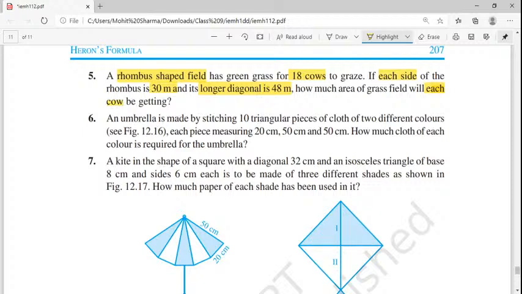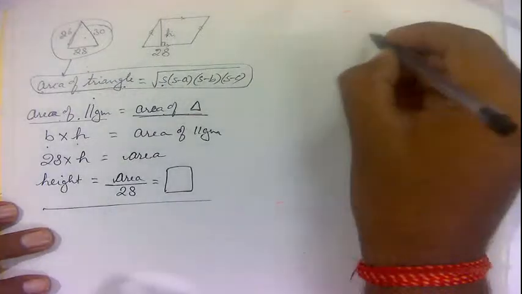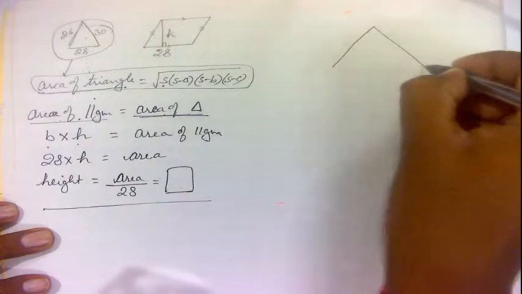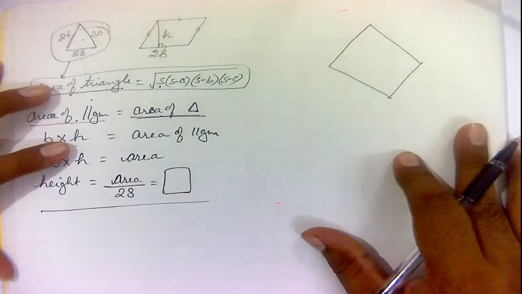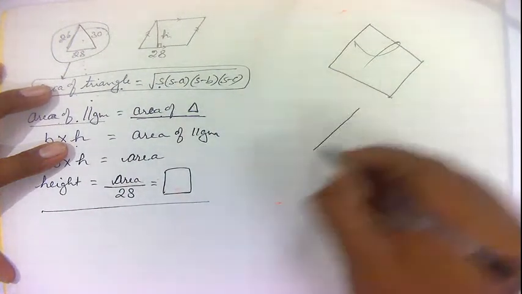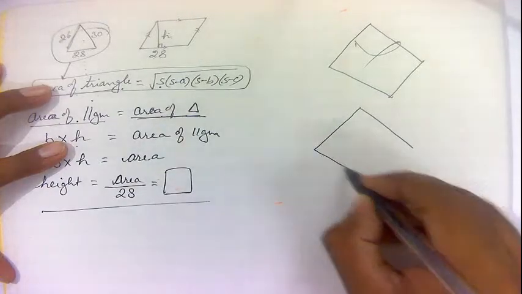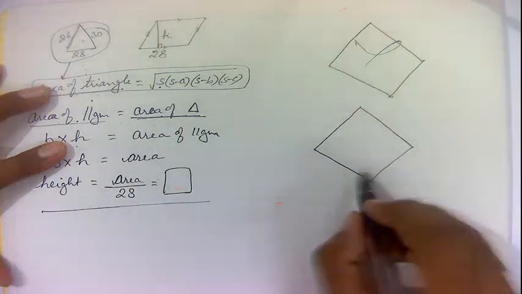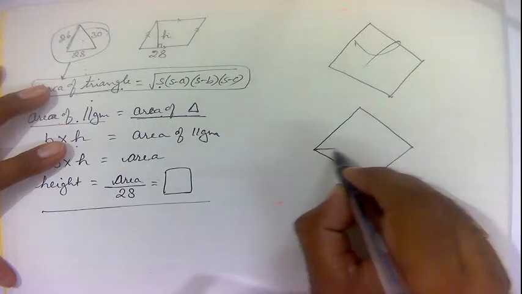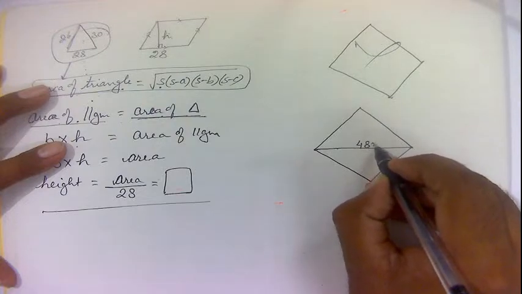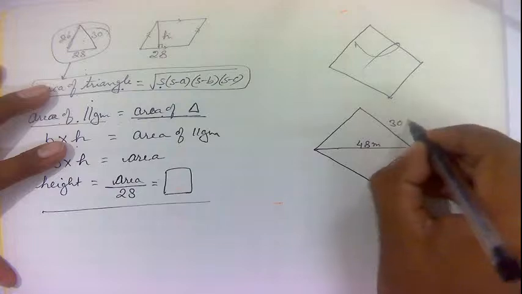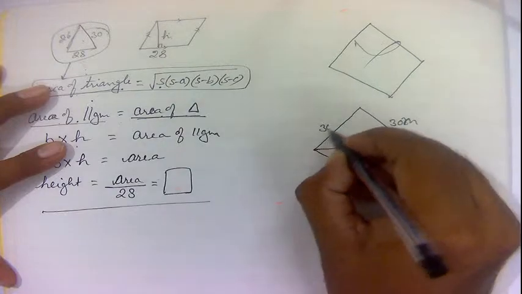According to this, you are given a rhombus shaped field. In this field, the longer diagonal is given to you as 48 meter, and the side of this rhombus is given as 30 meter.